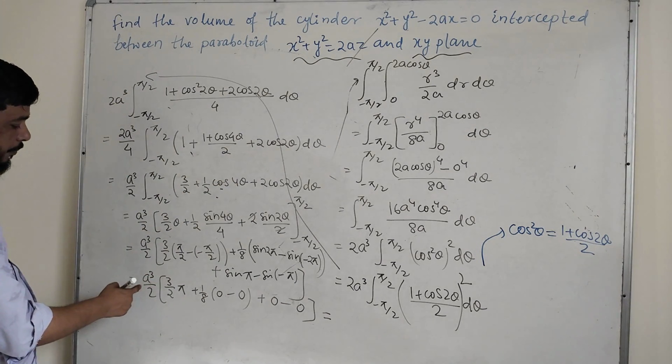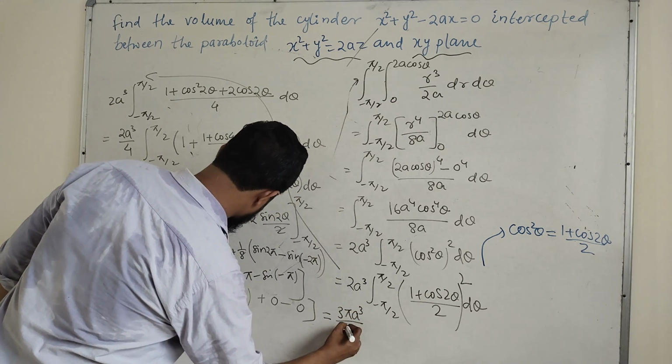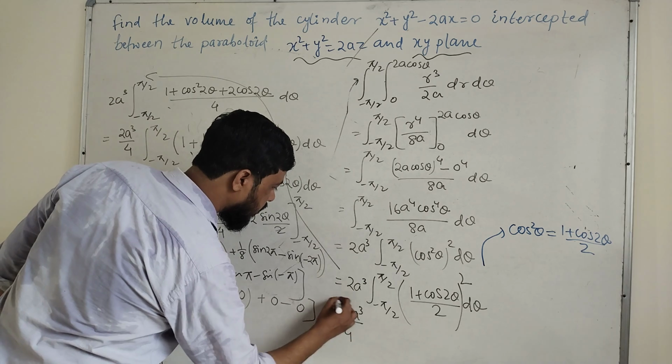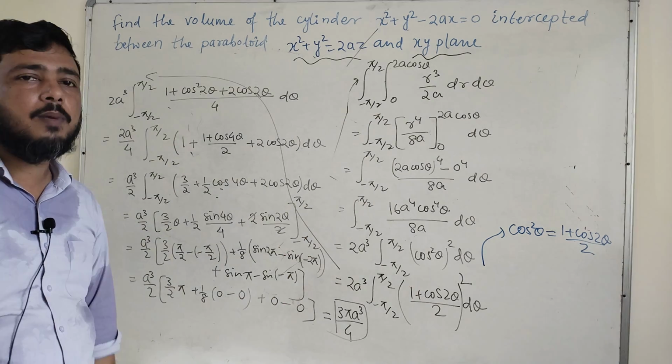So this is 3 pi a cube by 4. This is the final answer. So hence the volume intercepted is 3 pi a cube by 4. Thank you.